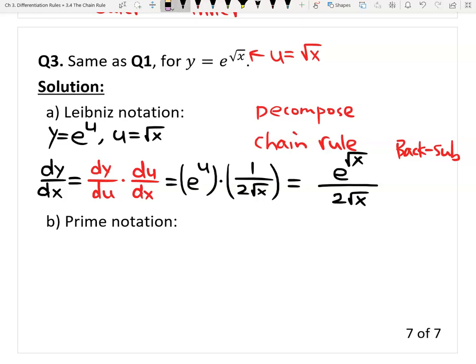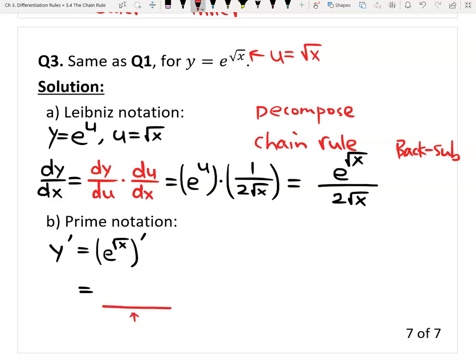Okay, so now we're going to the second method. How to use the prime notation? You remember that I use prime, right? So all we need is y prime, and now we plug in y. y is this, e raised to the square root of x. This is y. Parentheses, take a prime. And then what to do now is easy. All we need to do is put the formula here.